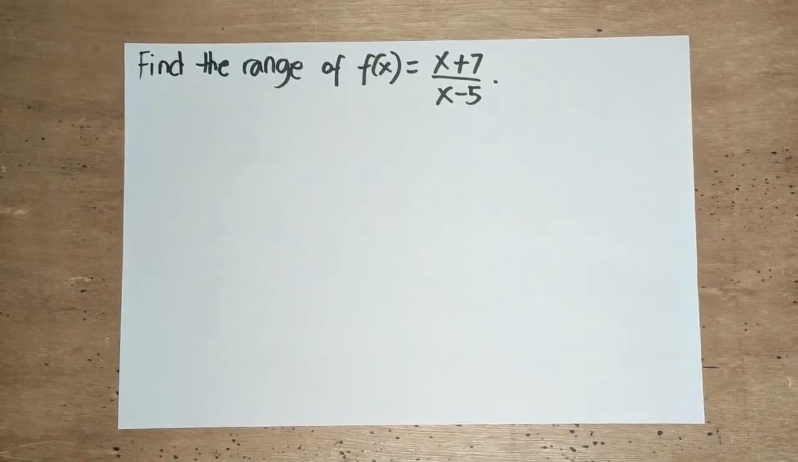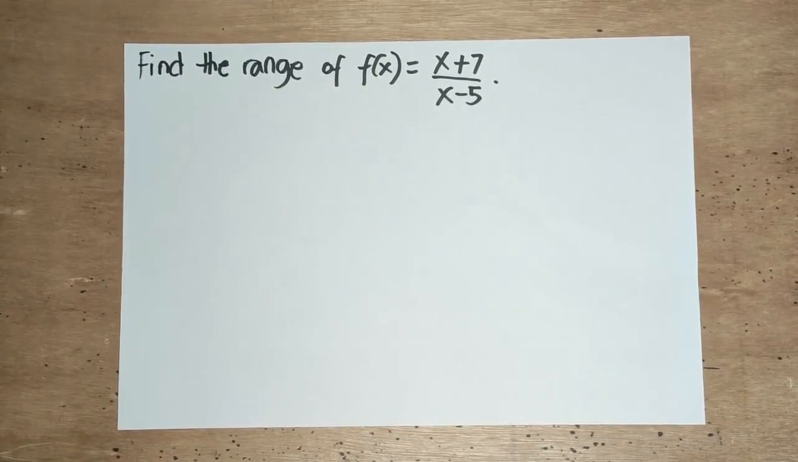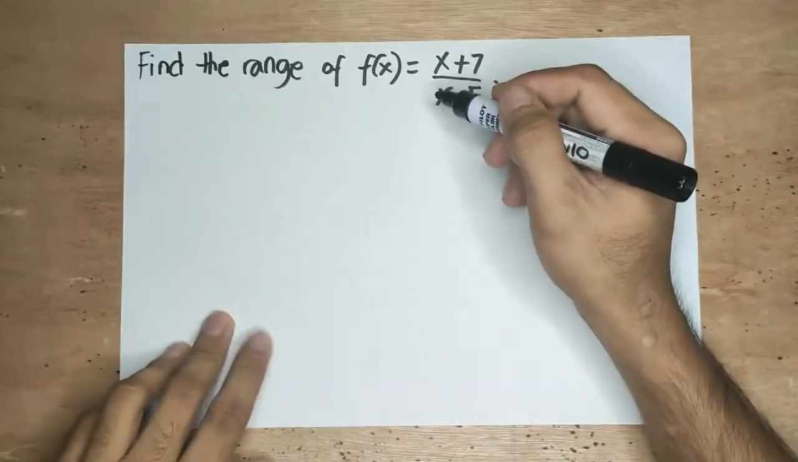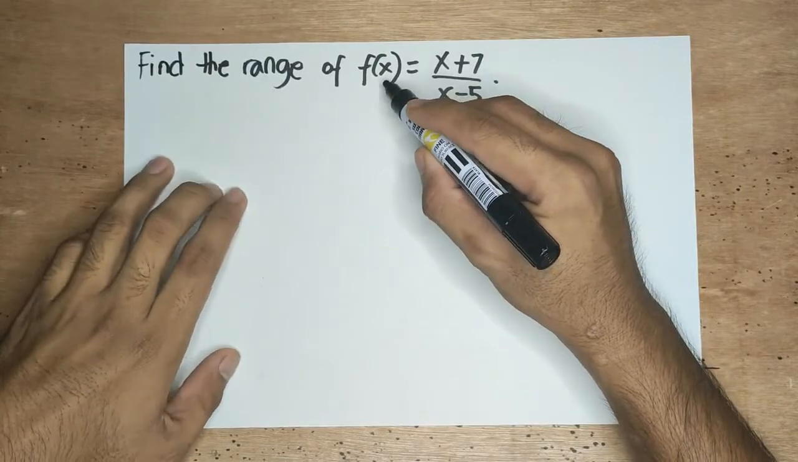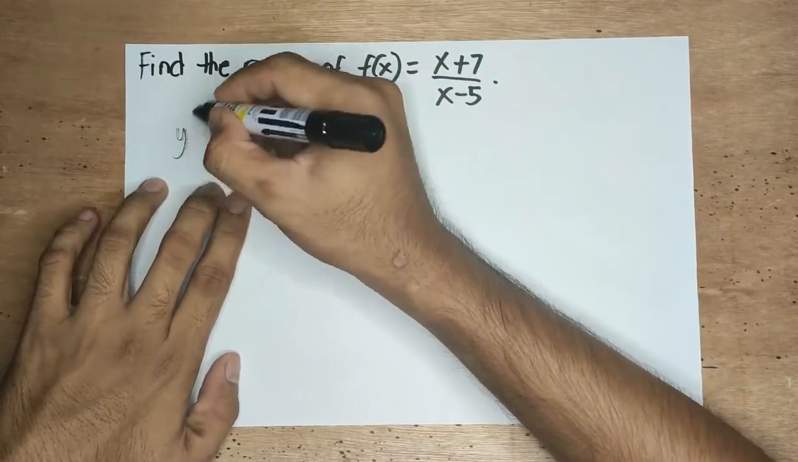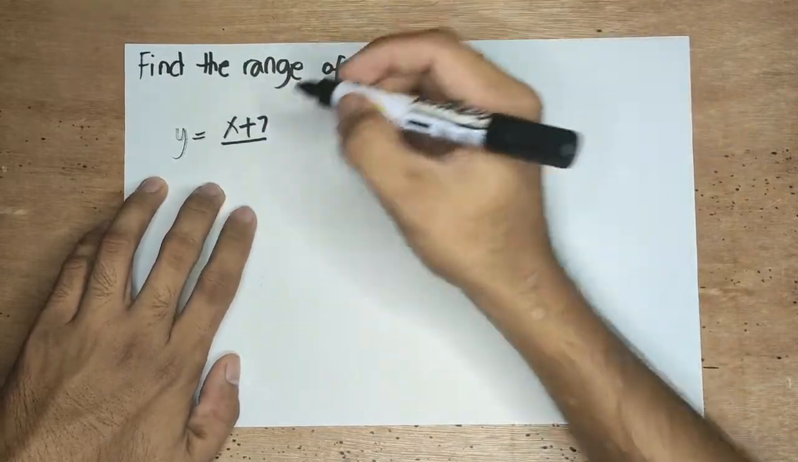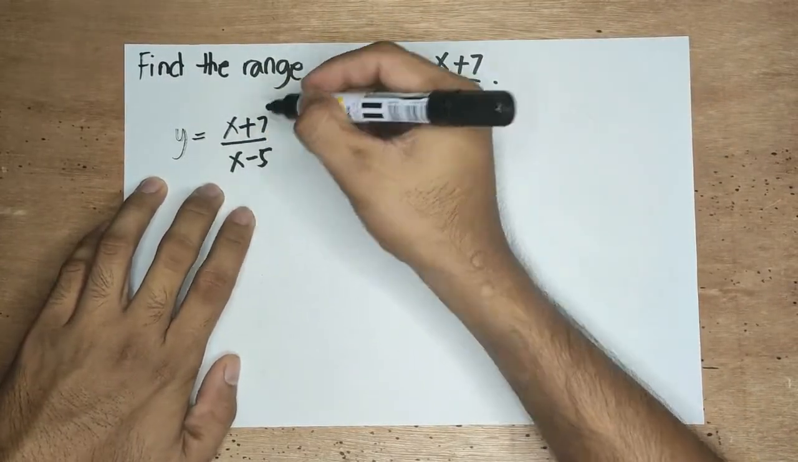In this example, we find the range of f of x is equal to x plus 7 all over x minus 5. So we will be using the second method. We try to solve for x in terms of y. So how are we going to do that? First, we replace f of x using y. It will be y is equal to x plus 7 all over x minus 5.